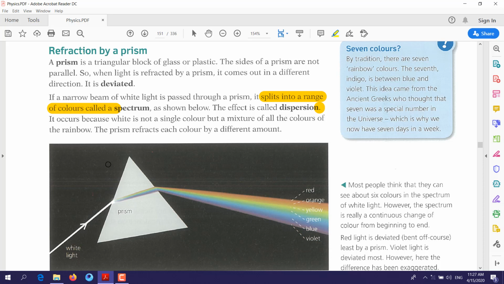It occurs because white is not a single color, but in fact a mixture of colors, and when it passes through the prism, each one will refract at a different angle. Then we will have different colors. These colors together, all of them, as we said, we call the spectrum.